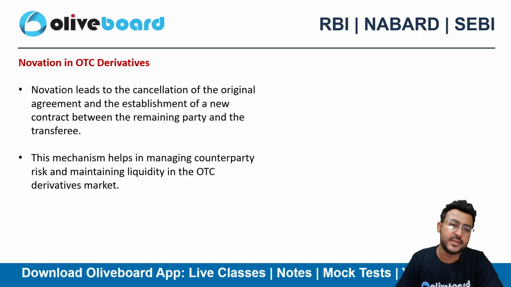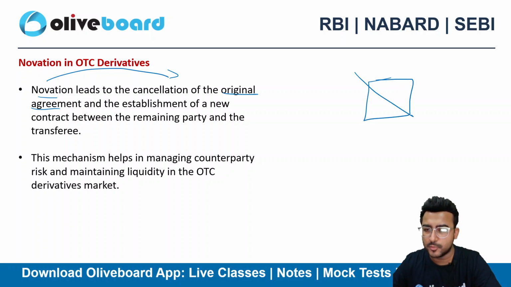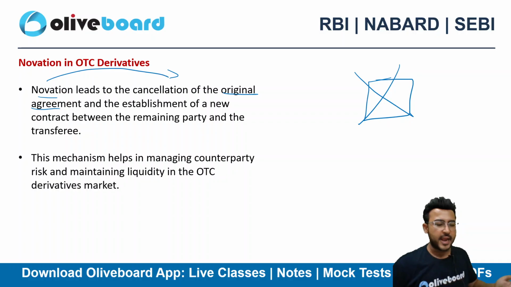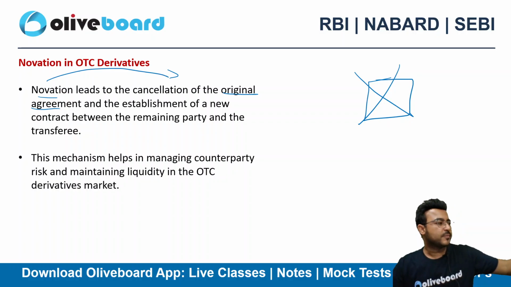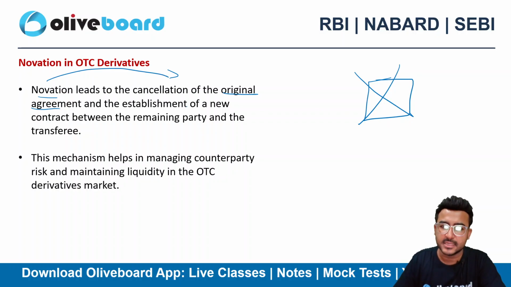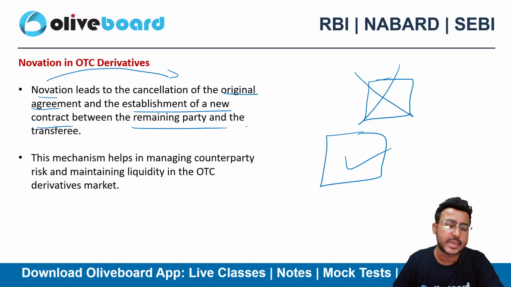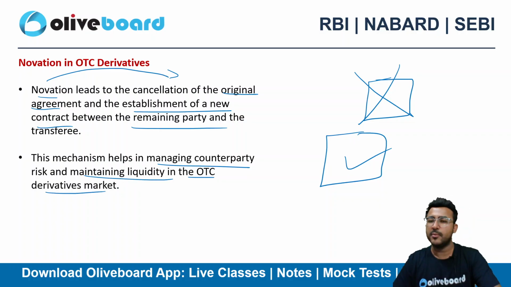Novation in the OTC derivative contract. Novation leads to cancellation of the original agreement. Obviously, if the party to the contract is no more, right? Mr. T is exiting the contract. So here the old contract or the original agreement gets cancelled, and a new contract will be formed between me and the remaining party, between the transferee and the remaining party, right? This mechanism will help manage the counterparty risk and maintain the liquidity in the OTC derivative market.